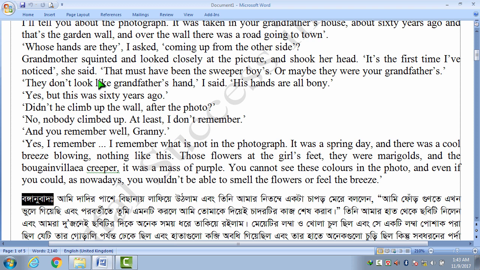হ্যাঁ, কিসের ব্যাপারে? Whose hands are they? I asked. আমি জিজ্ঞেস করলাম ওই হাতগুলো কার? Coming up from the other side, অন্য দিক থেকে আসা ওই হাতগুলো কার? এটার উত্তরে দাদি পরবর্তী ছবিটি দেখে মাথা ঝাঁকালেন। এই জন্য আমরা এখানে লিখেছি shaking her head about the hands.